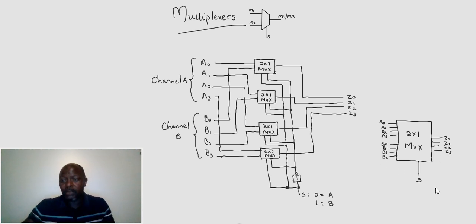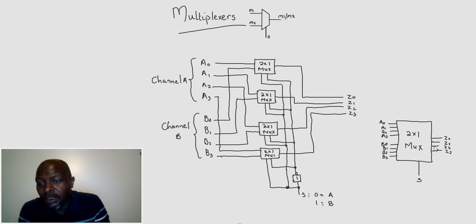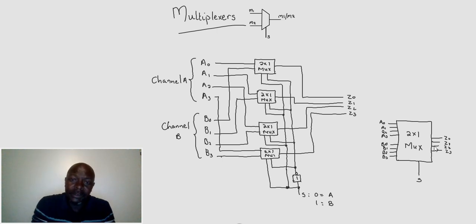Now obviously what it means is the select: if it's on 0, we get the one channel, and if it's on 1, we get the other channel. All right, that is what I would like to mention before I go to the next thing.